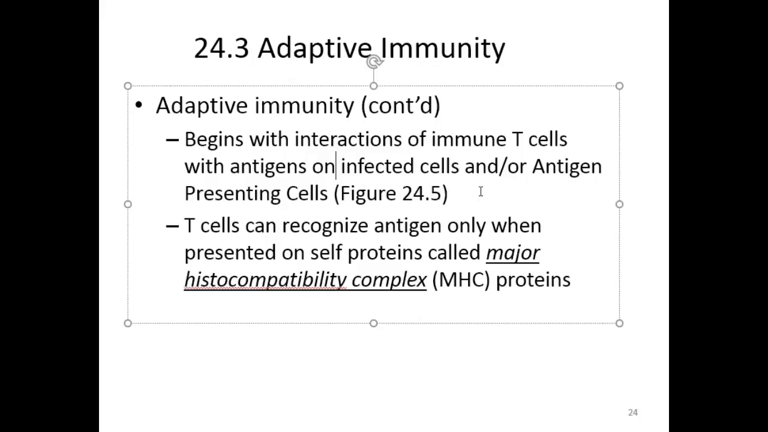T cells then recognize the antigen really only when presented in self-proteins called major histocompatibility complex, or MHC proteins. So it's not enough that the foreign material is presented to a T cell. It has to be presented in a very special molecule, and depending on which form of this MHC protein it's presented in, you'll get different types of T cell responses, because different T cells respond to different foreign material or antigen that's been presented in different major histocompatibility complex.